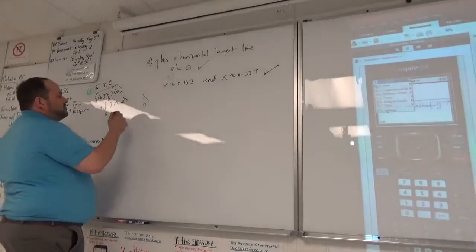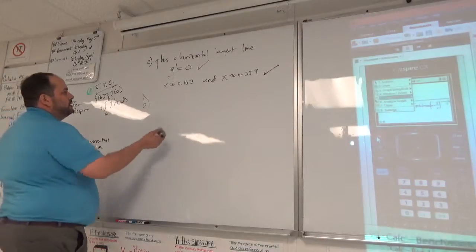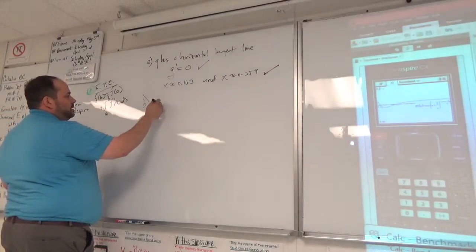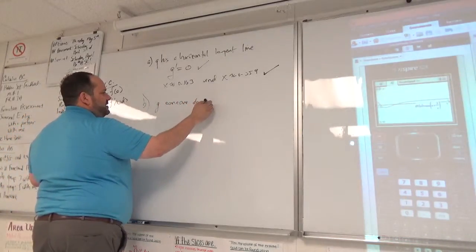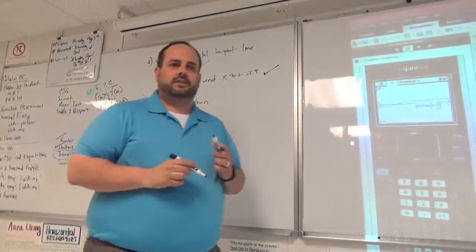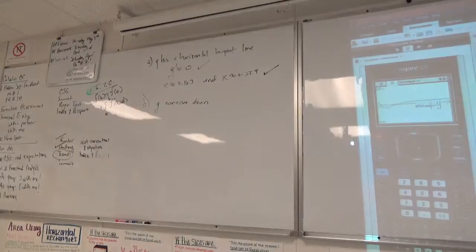Okay, Adriana, what's the question in part B? It says, on what sub-intervals of 0.1 to 1 is the graph of G concave down? Justify your answer. What are the thoughts that are out there? How would you ever figure out where G is concave down?